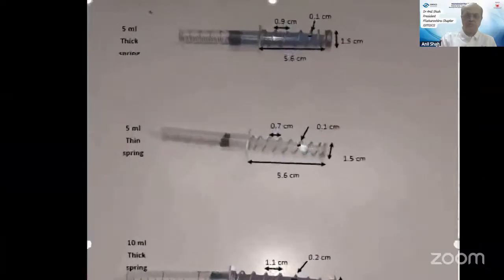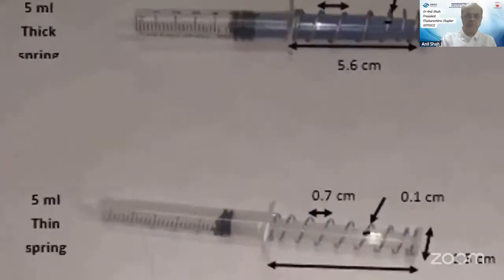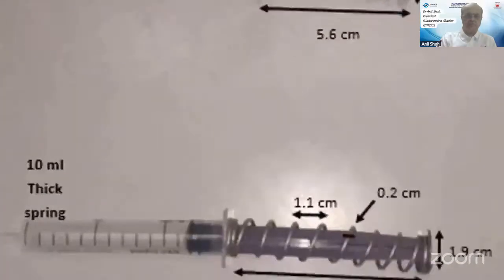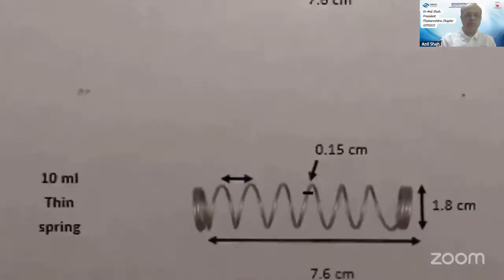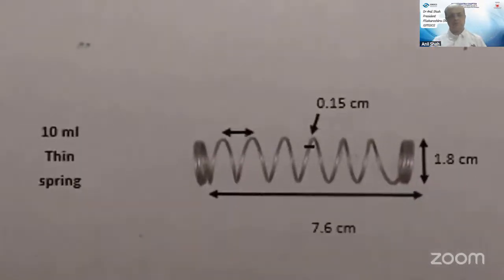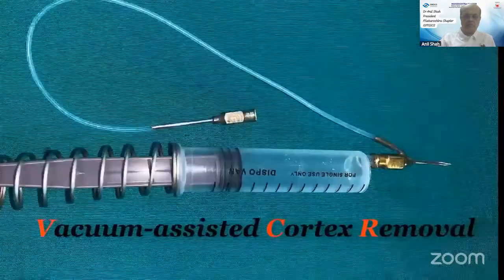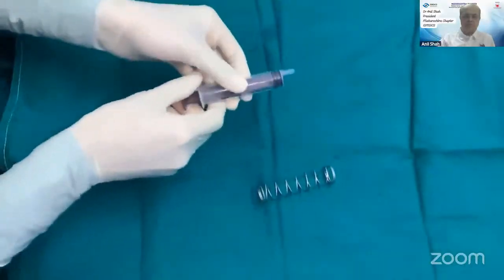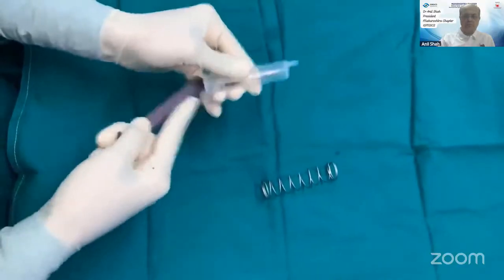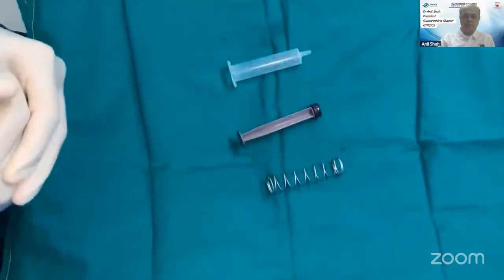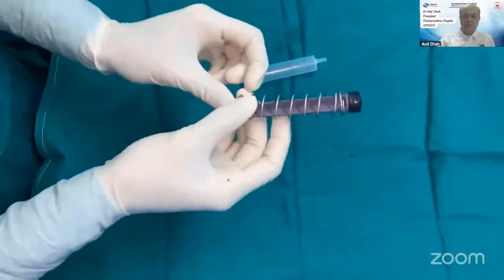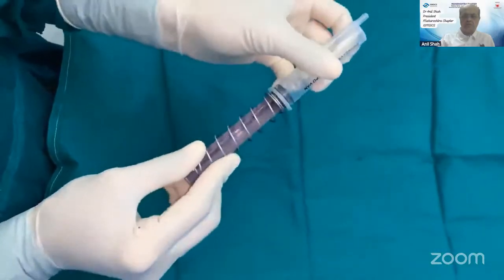After a lot of analysis, we ended up with an appropriate diameter thin caliber coiled spring with approximately 11 coils, producing just the adequate pressure, and named it VCR, Vacuum Assisted Cortex Removal. The plunger and barrel of a 10cc syringe are first disassembled. The coiled spring is inserted on the plunger and the syringe is assembled.